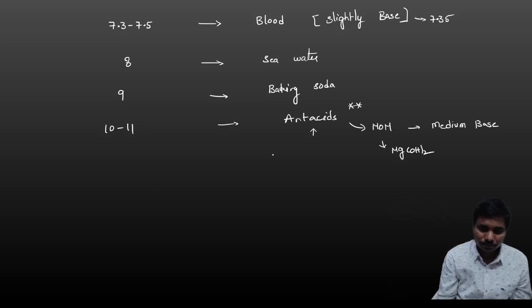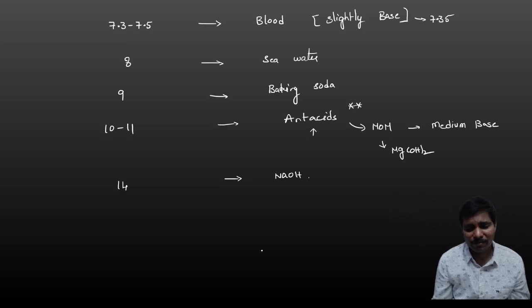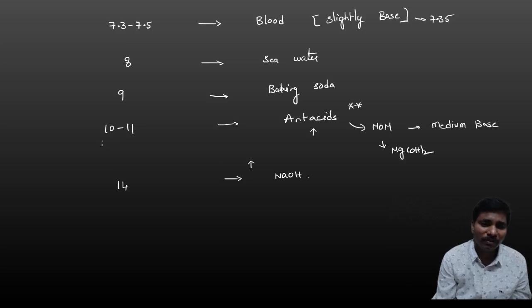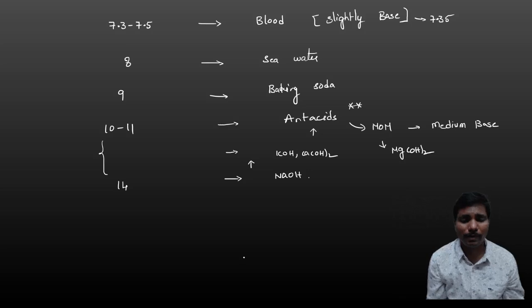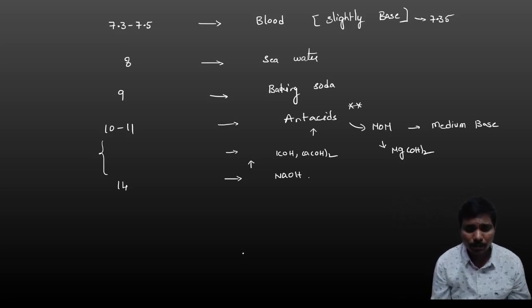After that, let us take some strong bases, with pH nearly equal to 14. NaOH has exactly 14. Some of them are between 11 and 14. We have some strong metal hydroxides like sodium hydroxide, potassium hydroxide, calcium hydroxide. All these belong to very, very strong bases. Okay, strong bases.